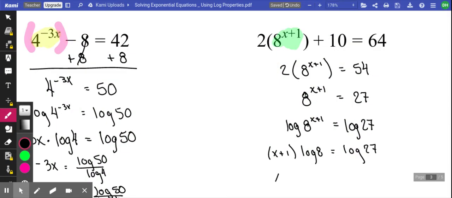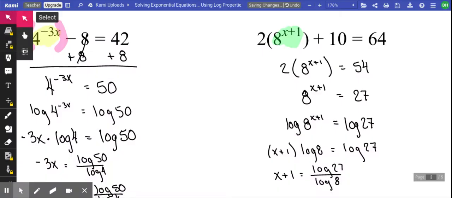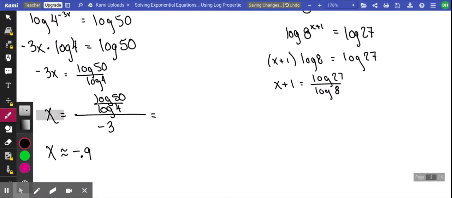We could divide both sides by the log of 8. Like we said, if you do want to type that in, you can. Just make sure you're storing it. And last but not least, we're just going to subtract that 1 over. And going into my calculator here and rounding it to the nearest tenth, we'll say x is approximately 0.6.